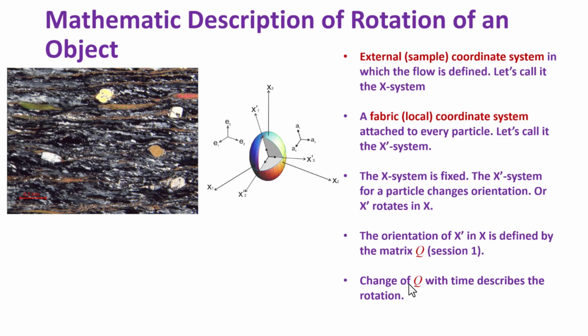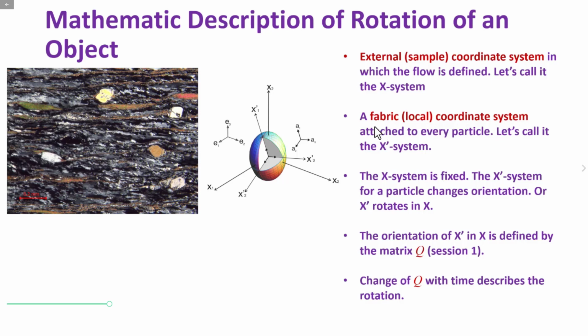To describe rotation mathematically, we need to use coordinate systems. No motion will make sense until we refer that motion to a reference frame. So we use two different coordinate systems. One is the sample coordinate system, or external coordinate system. This is the coordinate system in which the flow is defined. So we speak of the rotation of the porphyroclast in a ductile shear zone. The shear zone boundary forms the external coordinate system, because that coordinate system is regarded as being fixed, and that's a reference frame.